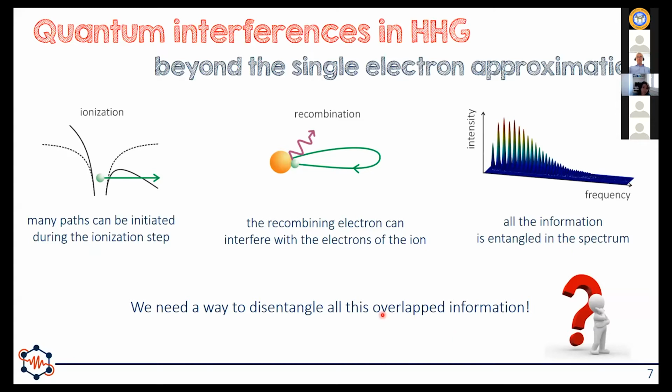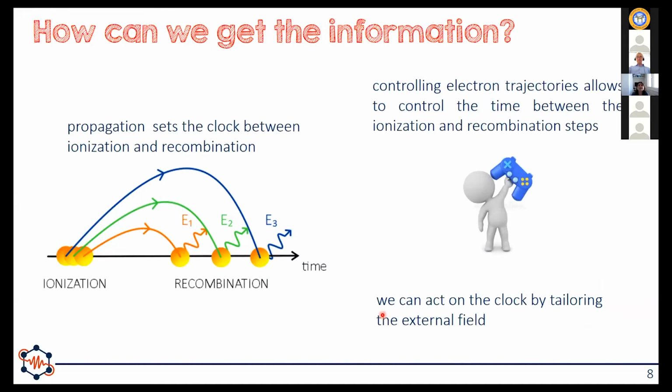And how can this be done? Well, a relatively easy way is to manipulate the electron trajectories. This is our clock. So the time between ionization and recombination corresponds to a trajectory and to a specific photon energy. And you can achieve basically the control of the electron trajectories. This allows you to control basically the pump-probe delay in your experiment. And how can you do that? Basically by tailoring the external electric field, which is driving the electron in the propagation process.